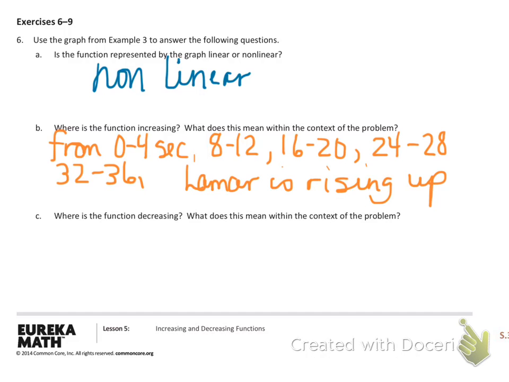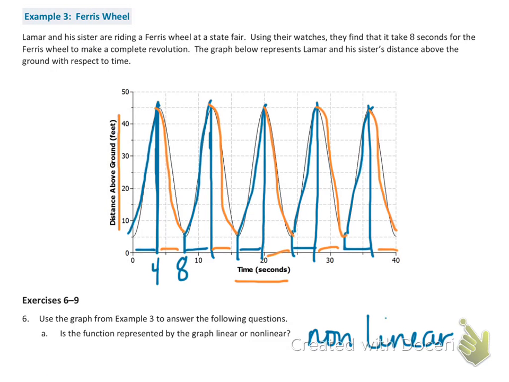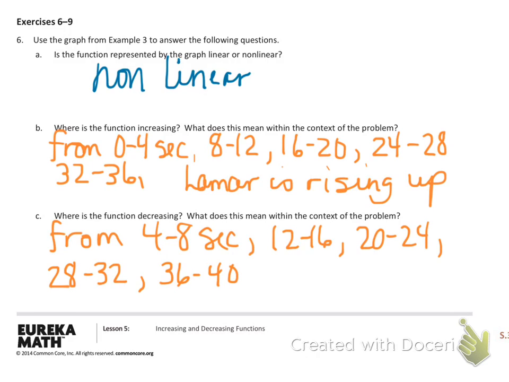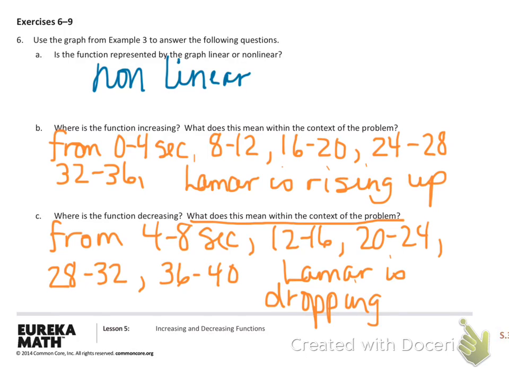And then where is the function decreasing? That would be these intervals here: from 4 to 8, from 12 to 16, from 20 to 24, from 28 to 32, and then from 36 to 40. Okay, so that's those intervals. And what does this mean in the context of the problem? Lamar is dropping down. The car that he's in is coming down towards the ground.